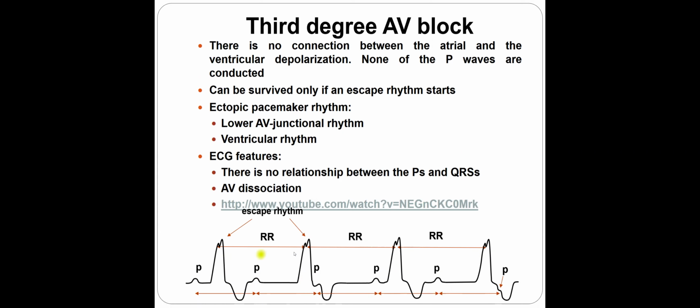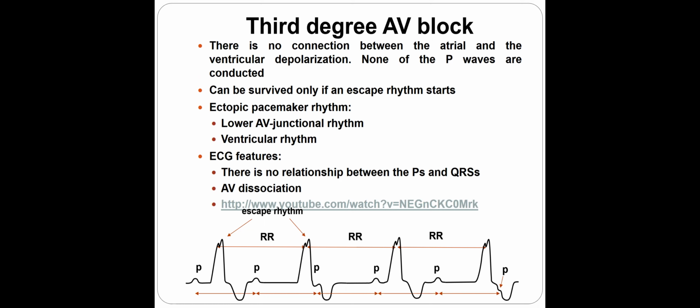And plus it's rhythmic, because you do see a very low rate. If you do have a ventricle rhythm, that should be around 25 or 30, while if you do have a junctional one, it can go over 40 as well. All right, so this is the third degree, but there's no connection between the P wave and the QRS, and that's rhythmic.